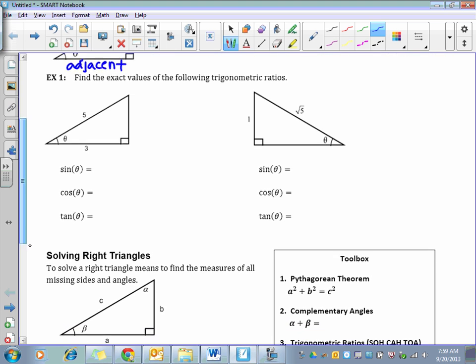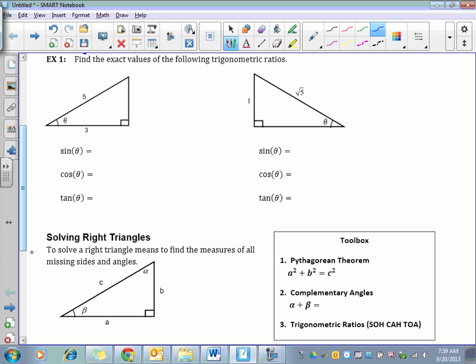So the first thing we're going to do is find the exact values of the following trigonometric ratios. So I've labeled theta here. Notice that I only have two of my side lengths. So if I want to solve for the third side length, I'm going to use the Pythagorean theorem. So the Pythagorean theorem says that a squared plus b squared is equal to c squared, where a and b are the legs of my triangle. And some of you guys might already know this Pythagorean triple. It's one that comes up a lot, but let's go ahead and solve for it.